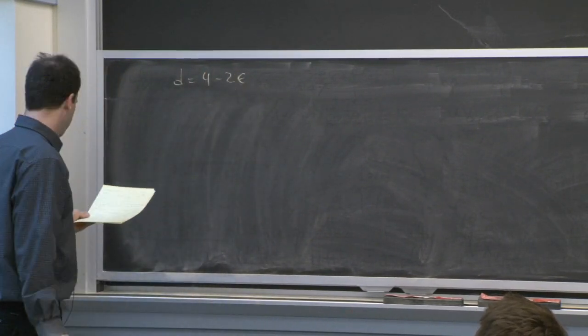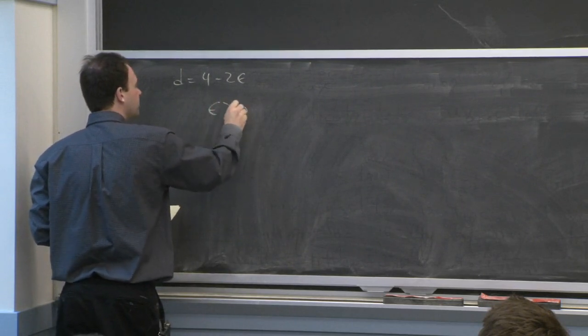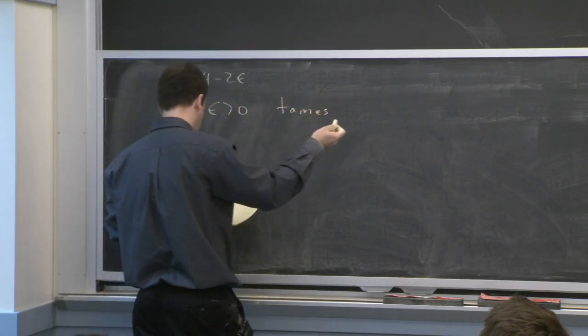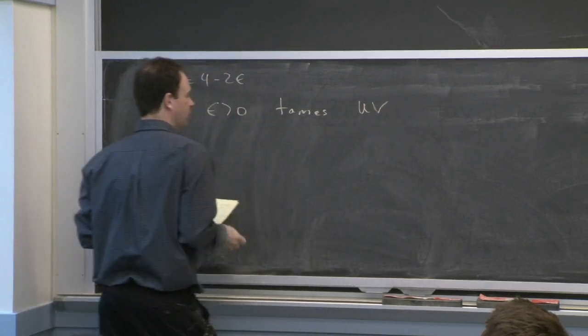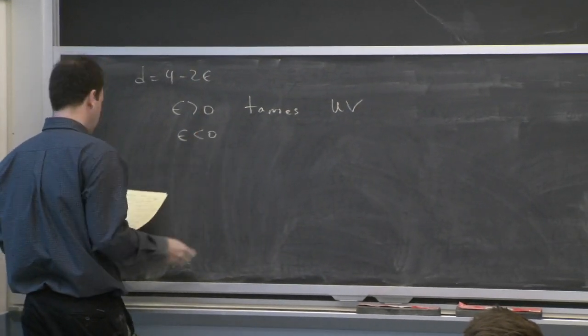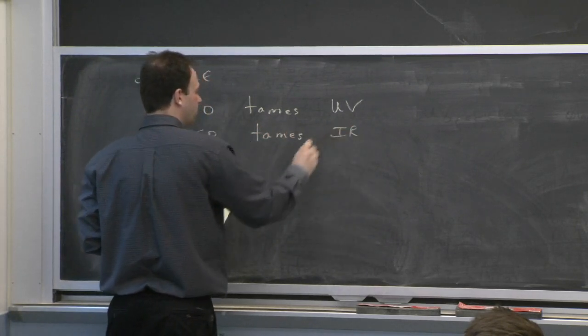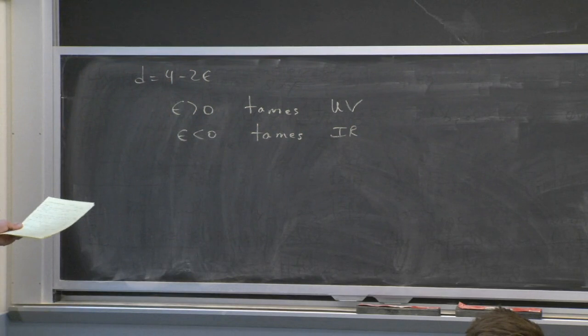So d was equal to 4 minus 2 epsilon. Epsilon greater than 0 is what you need to lower the powers of p and therefore tame the UV. Epsilon less than 0 can be used to regulate infrared singularities.